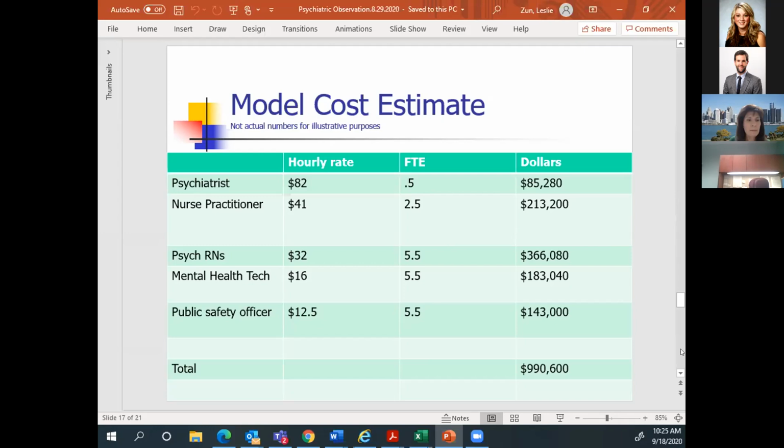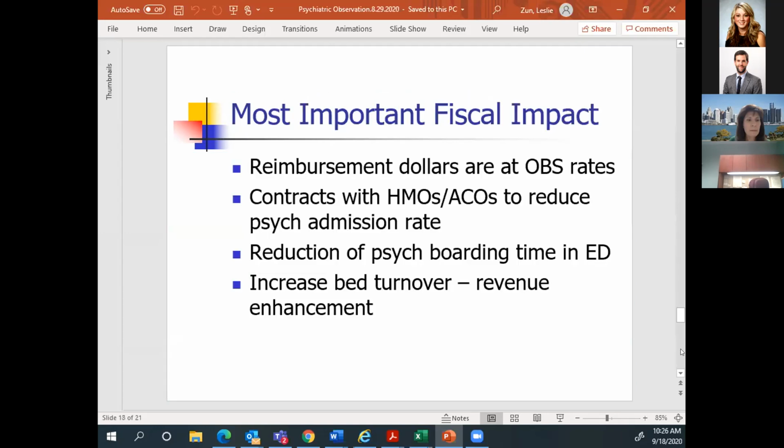So as you can see, there is potential to make a significant amount of money to do psych obs. Now, if you do keep the patient in the ED and you provide the same level of psych ob services, you could bill for those services, but it does have to meet the same kind of standard that they would get in a psych obs. So when we talk about fiscal impact, the reimbursement is based on the observation rates, and if you could get a deal with your HMOs or your ACOs to preferentially send patients there, that is quite a benefit. There's a reduction in the psych boarding time, so you have bed turnover in your ED, and so you have the potential for revenue enhancement. Again, this would be more so in the post-COVID era where we're seeing those increased volumes again.